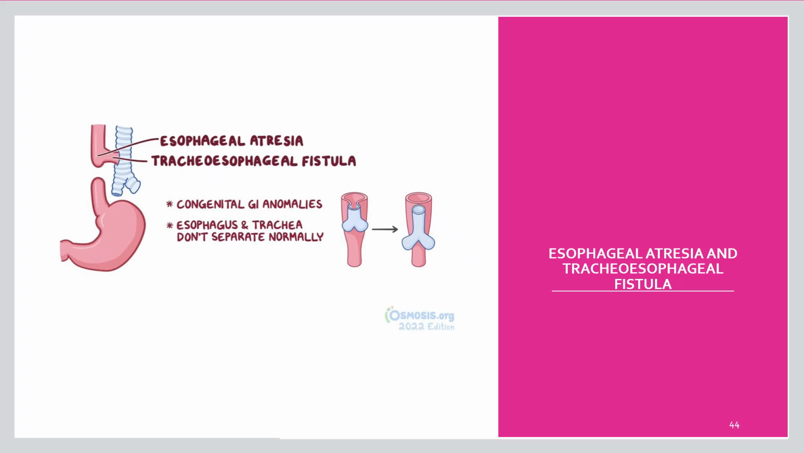And there is also a tracheoesophageal fistula. Between the esophagus and the trachea there is a fistula, a connection between them. That's called tracheoesophageal fistula. These are congenital GI abnormalities where the esophagus and the trachea don't separate normally. See, that is not separating normally. This is esophageal atresia and tracheoesophageal fistula.